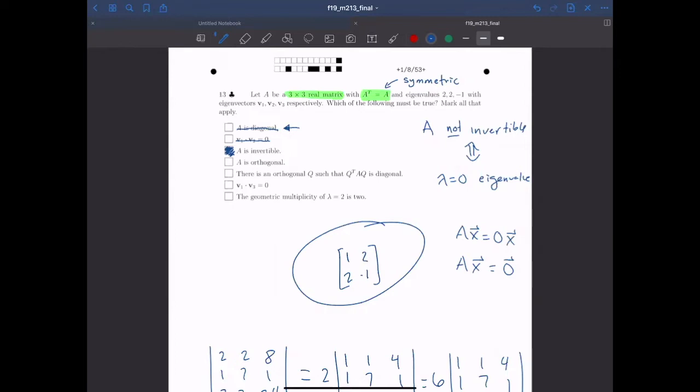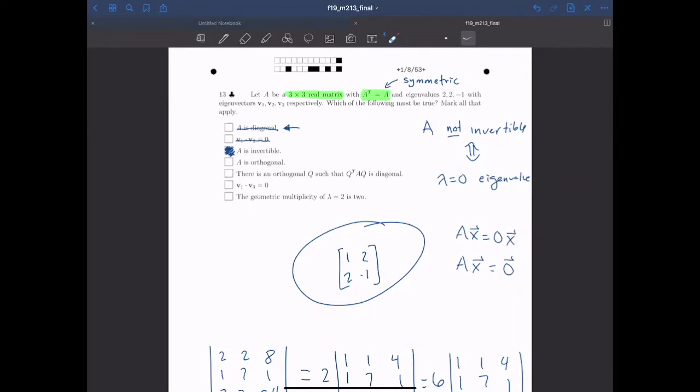So zero not being an eigenvalue tells us that it is invertible. Part 4, A is orthogonal. Do we know that A has to be an orthogonal matrix? No. Can I back up and ask a quick question? Yeah, certainly.